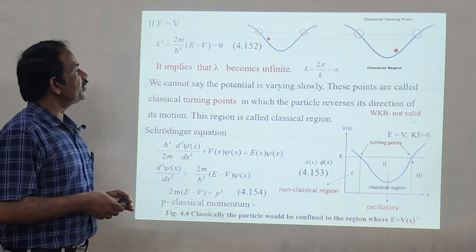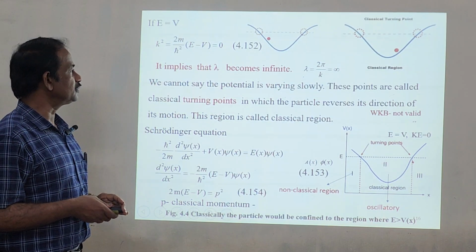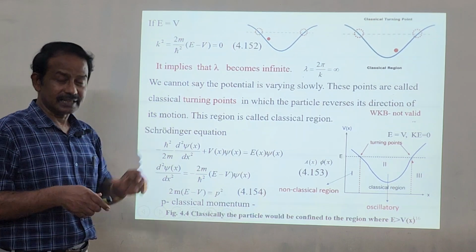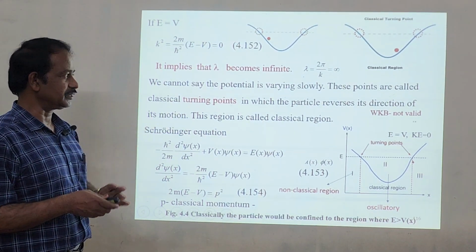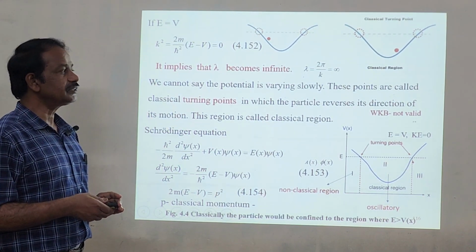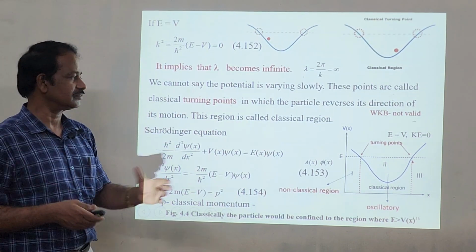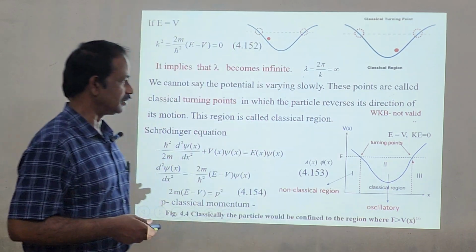So it implies that lambda becomes infinite. Just now we said we cannot say the potential is varying slowly here. These points are called classical turning points, in which the particle reverses its direction of motion. This region is called the classical region.